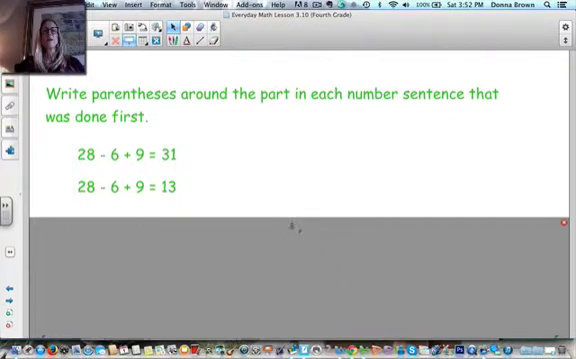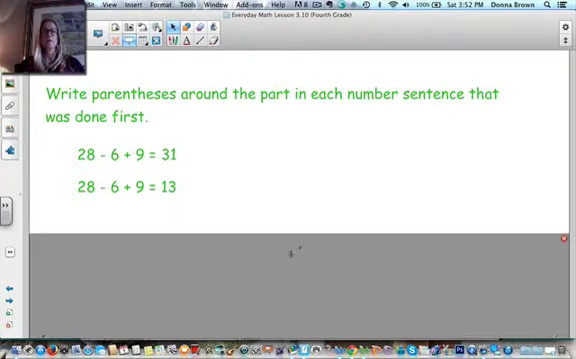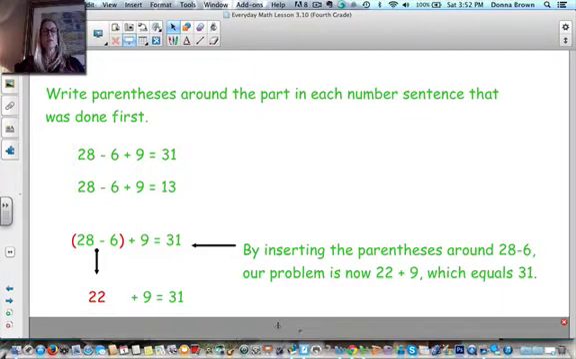All right, so now we're going to take a look at what happens in each of these cases when we add some parentheses. So let's look at this. One way to think about it is when we put the parentheses around 28 minus 6, what I'm going to do is just rewrite what the value of that is right below. So 28 minus 6 is equal to 22. So I can, again, moving left to right, say 22 plus 9 is equal to 31. So by inserting the parentheses around 28 minus 6, our problem is now 22 plus 9, which equals 31.